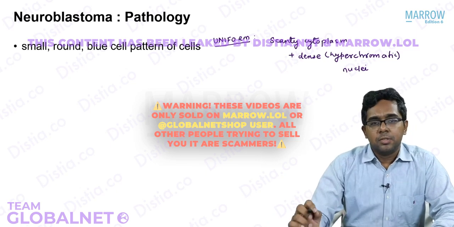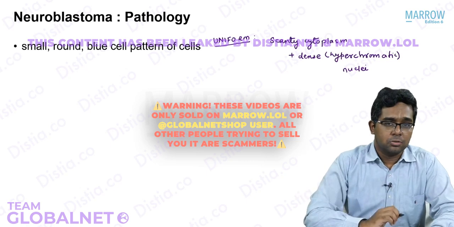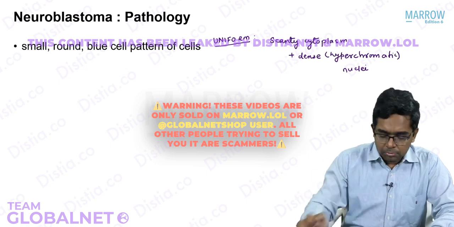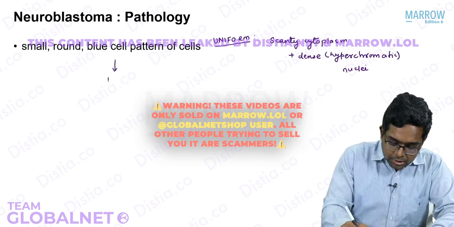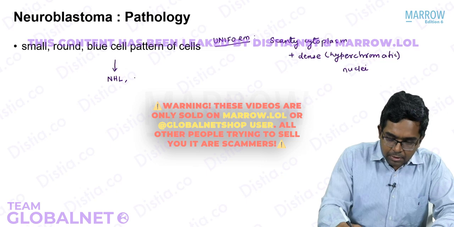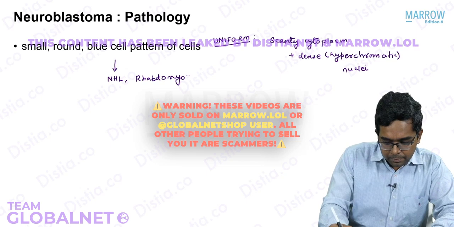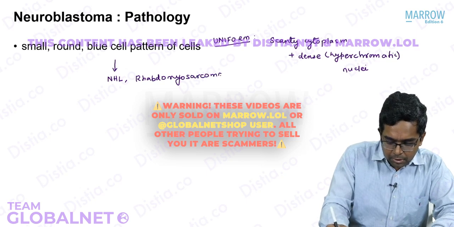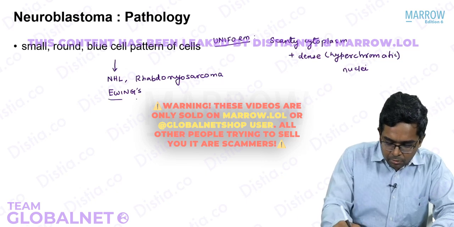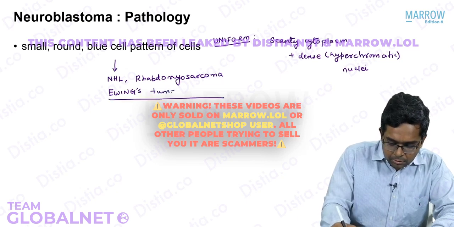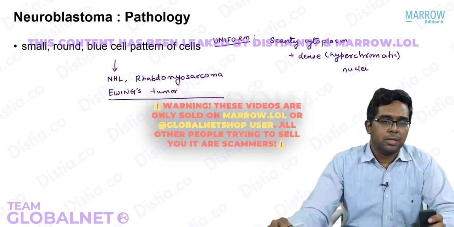Please remember, small round blue cell tumors are not diagnostic for neuroblastoma. There are other tumors also where you get this small round blue cell pattern. What are they? In non-Hodgkin's lymphoma, you get this pattern. In rhabdomyosarcoma, you get this pattern. And also in Ewing's tumor, you get the same pattern. So this is a common pattern noted with many tumors, not only neuroblastoma.